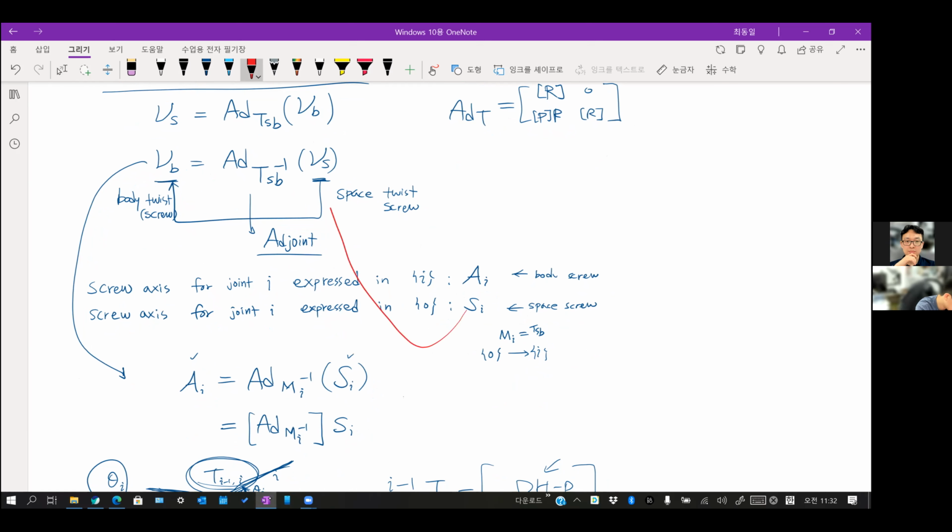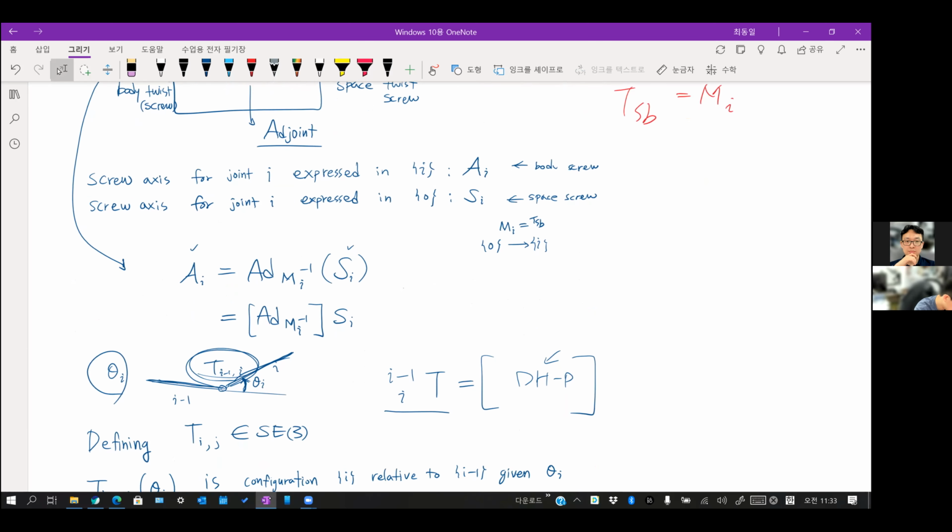So we can substitute the space twist using this one, and the body twist changed by this symbol. So we can make this kind of equation, and T_SB was substituted by M_i. Actually, M_i is equal to M_0,i, and this 0 is just ignored for simplification, and we added the inverse here.